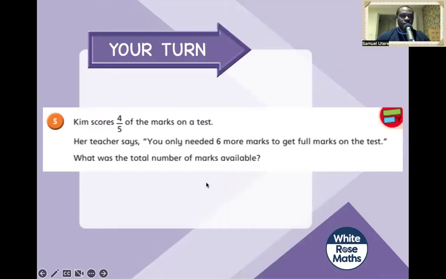Pause the video and answer question 5 in a minute. Assuming you've paused the video and you've answered question 5, here are the answers.